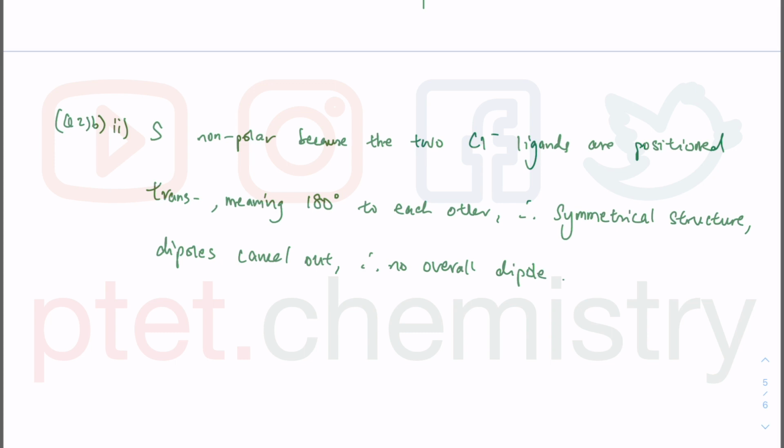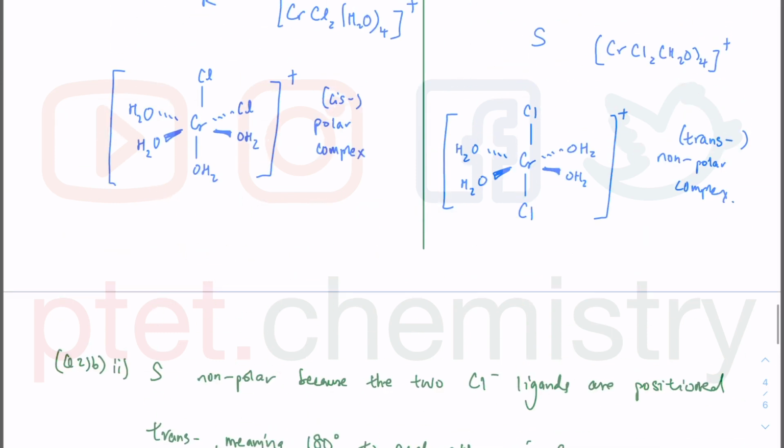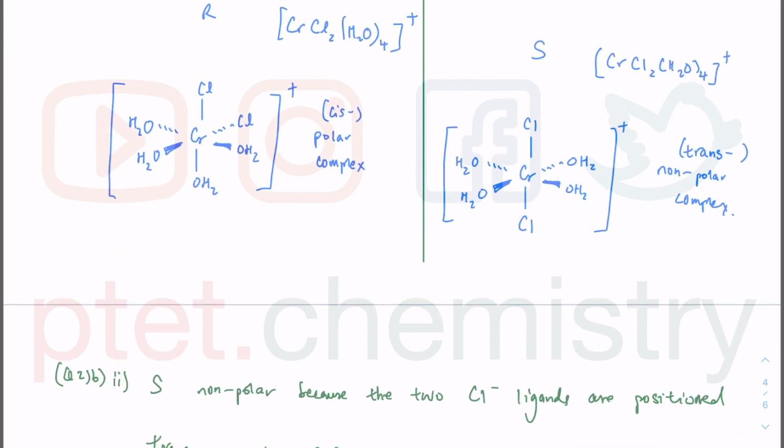I guess you can probably skip to the point and just take the most important information. They give us 2 lines. I've written more than 2 lines. The idea is about the trans geometry, symmetrical structure. The dipoles cancel out. That's why this molecule is non-polar. So this cancels that, cancels that, cancels that.